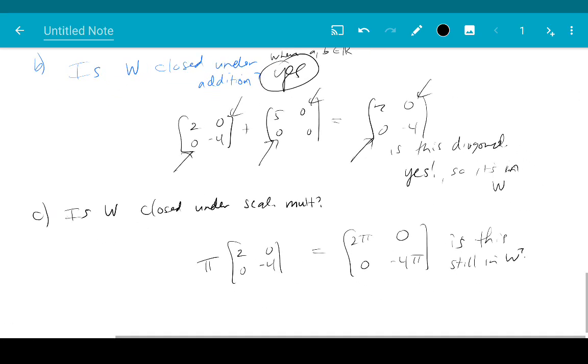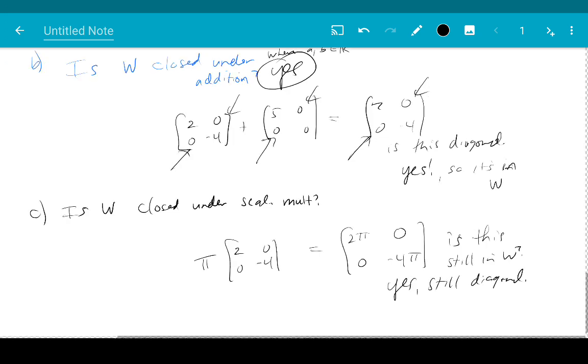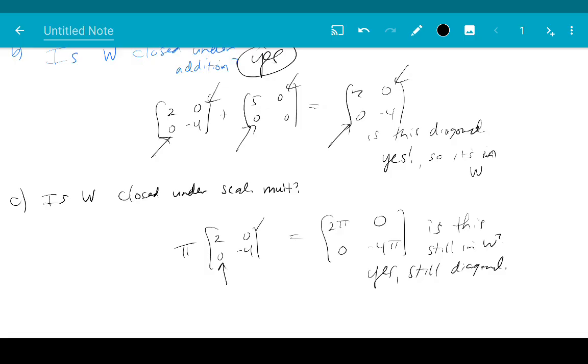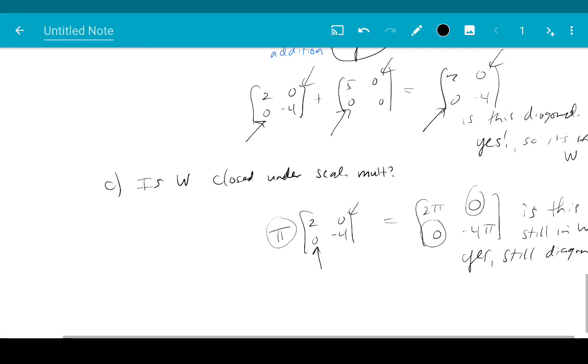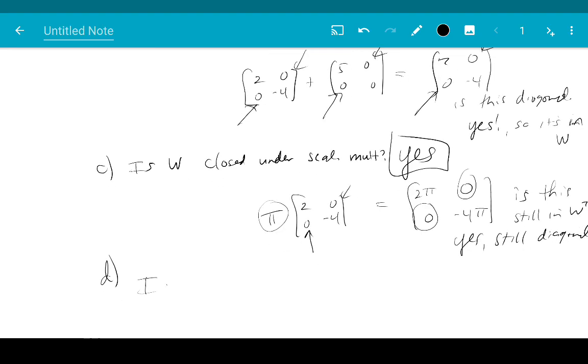Well, how do we know? Is it diagonal? Because W is all diagonal matrices. Yes, it's still diagonal. And that'll always be true, won't it? Because no matter what, when you have a 0 in the lower left and upper right corners, no matter what your scalar is, you're still going to have 0 in those corners, so it'll still be diagonal. Therefore, yes, this set is closed under scalar multiplication. And the very last question, is W a subspace, or is it a vector space, a vector subspace of V?